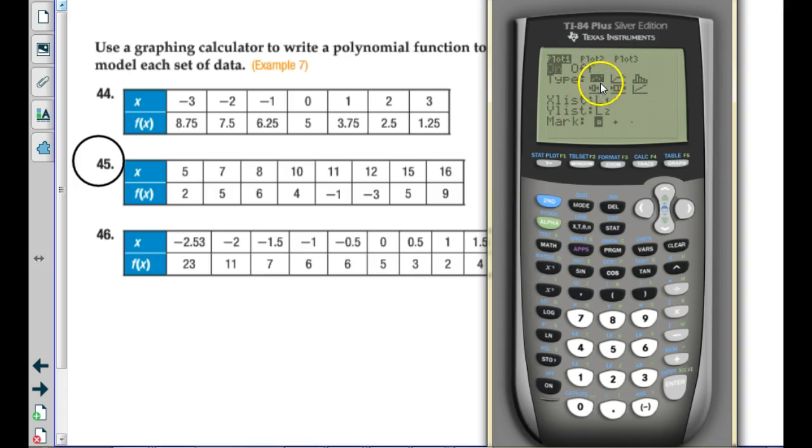I don't know where you're at on the screen. Make sure it's the scatter plot list 1, list 2. I don't care what kind of mark. But what is the second thing so that everybody's looks the same? Zoom stat or zoom 9.